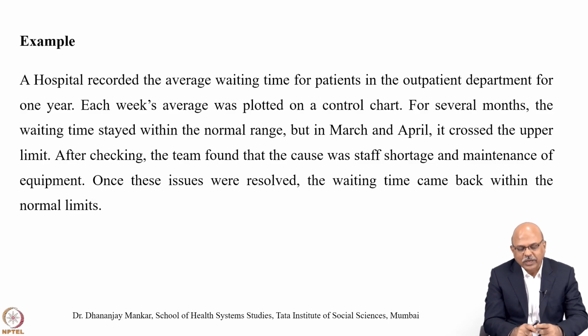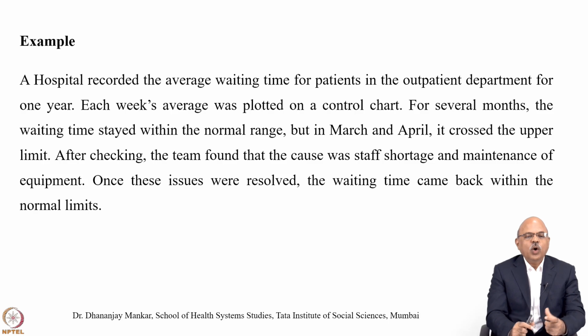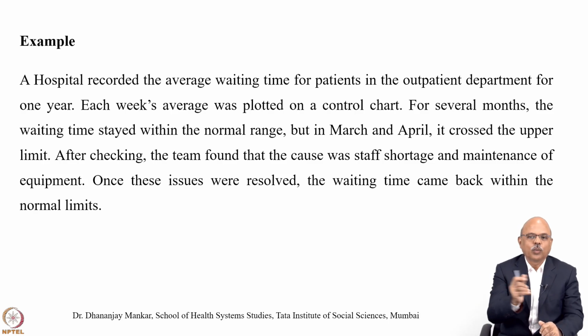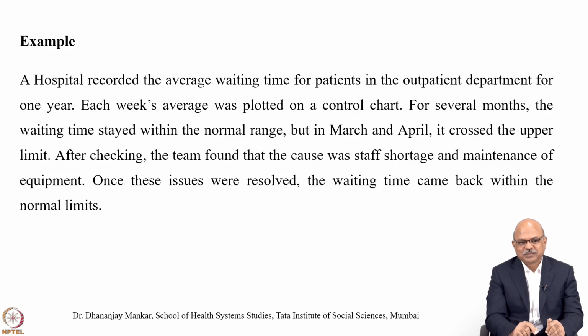There's an example I would like to quote over here. A hospital recorded the average waiting time for a patient in the outpatient ward for an entire year. And you know how the OPDs are full, and you may find these problems in every hospital in our country. Each week's average was plotted on a control chart. For several months, the waiting time stayed within the normal range. But in the months of March and April, it crossed the upper limit compared to the expected performance.